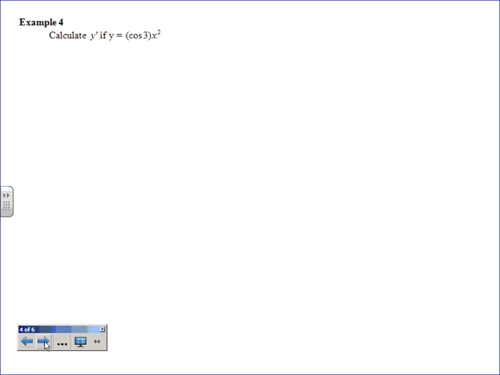So what if I gave you this problem, instead of cosine of 3x squared, I said 2x squared? Would you need chain rule for that? For 2x squared, you would need chain rule? Wouldn't that just be power rule?